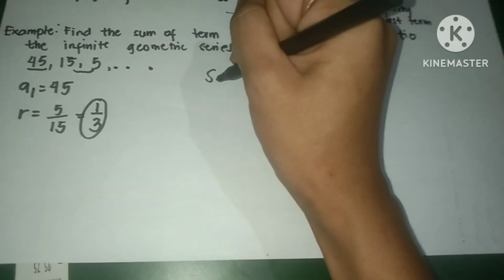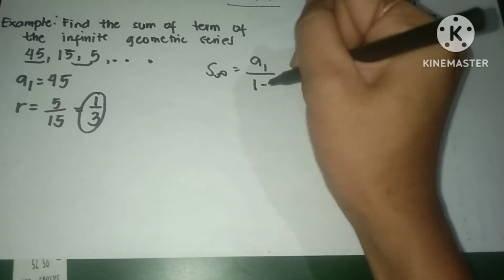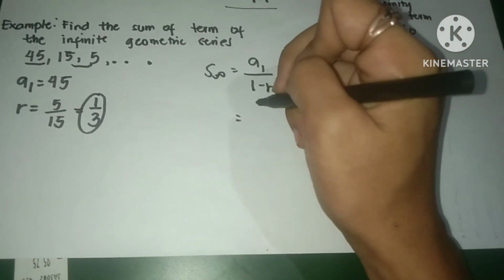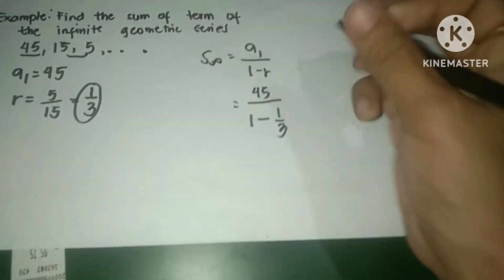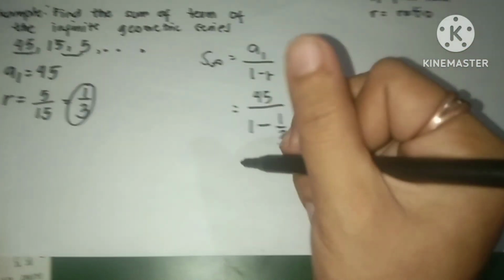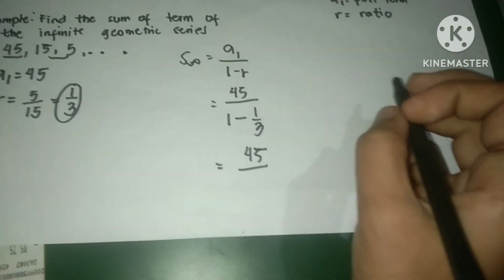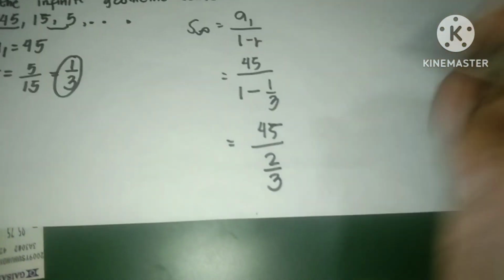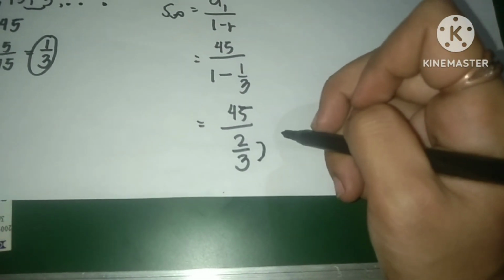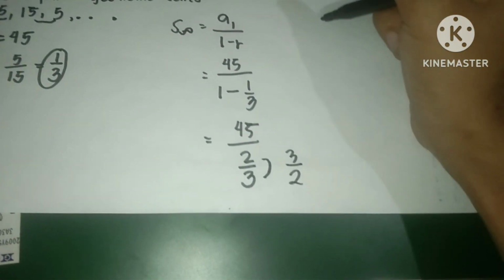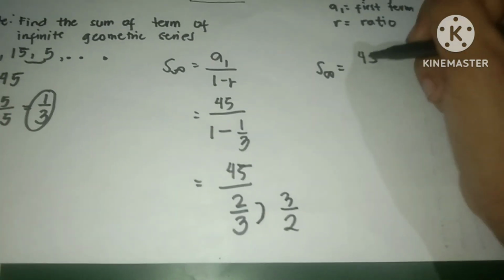Our formula is S sub infinity equals a sub 1 over 1 minus r. So our a sub 1 is 45 over 1 minus our ratio, which is 1 over 3. 1 minus 1/3 is 2/3. And then we just interchange this and it will become 3 over 2. So the sum to infinity is equal to 45 over 2 over 3.